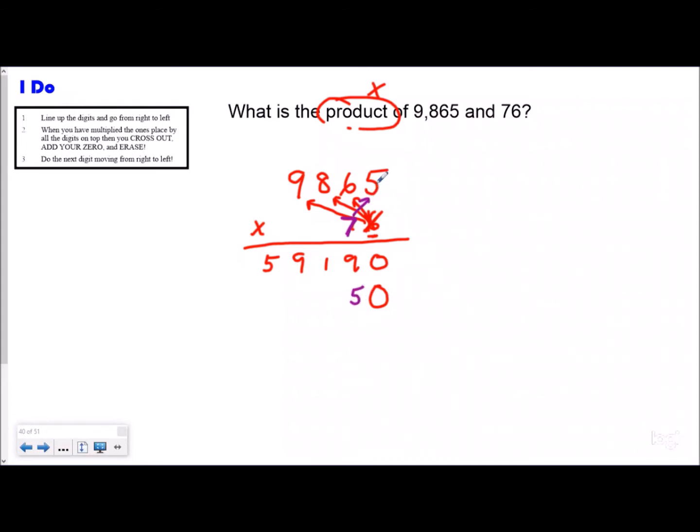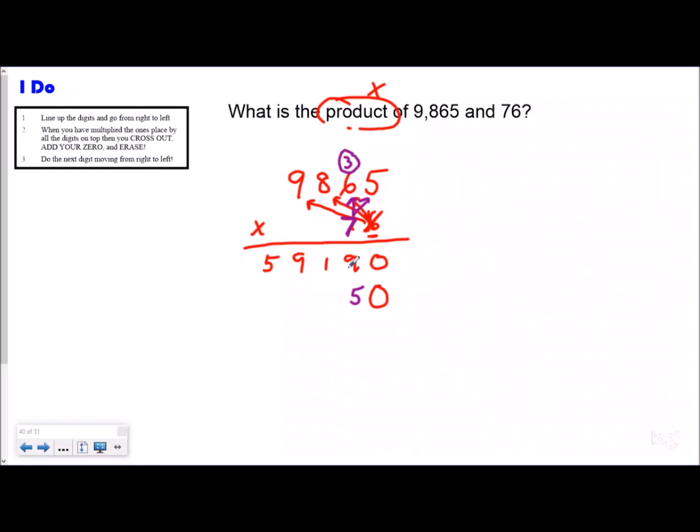And again, this is sometimes where it can get confusing. Where do you regroup from? Because my 7's here. So do I regroup over my 8, or do I regroup next to my 5, which is 6? Regrouping has everything to do with the top factor. So if you just multiplied by the 5, then you're going to regroup next to it, which is the 6. And then I'm going to go right to left.